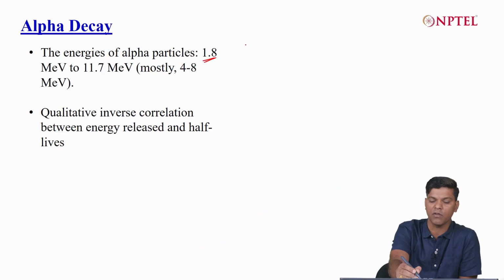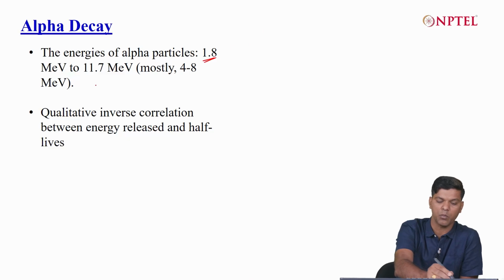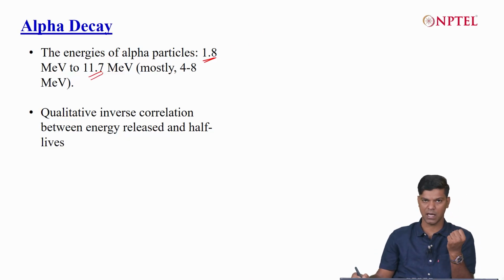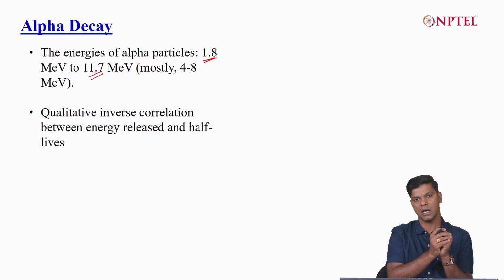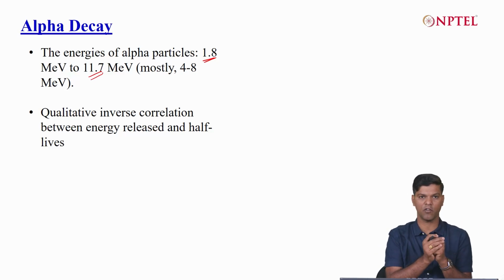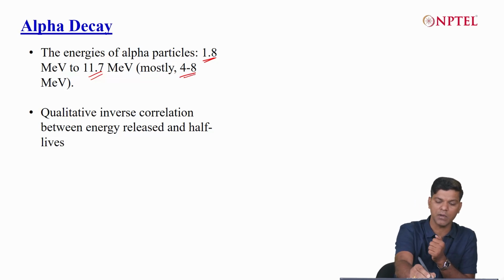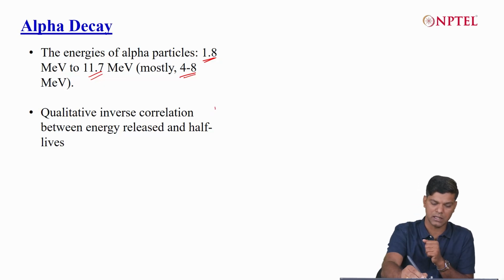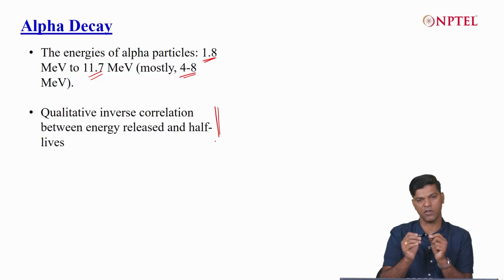The energies of alpha particles vary between 1.8 to 11.7 MeV, they are very high, it is in the MeV scale. You remember in the gamma radiation we talked about hundreds of keV, but in case of alpha decay the energies associated are mostly 4 to 8 MeV, but they range between 1.8 and 11.7 MeV. Of course, we discussed that the energy has an inverse correlation with the half lives.